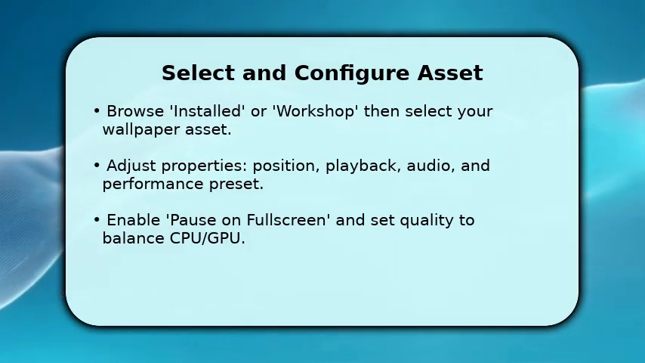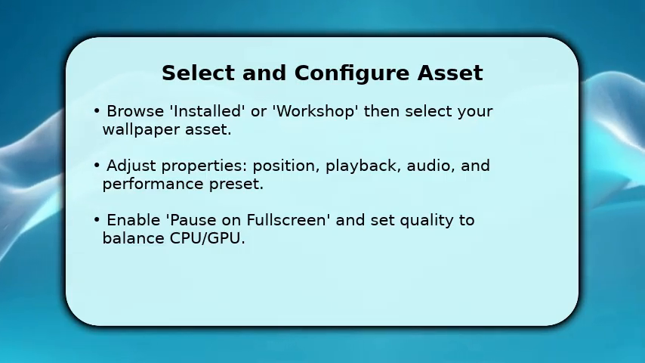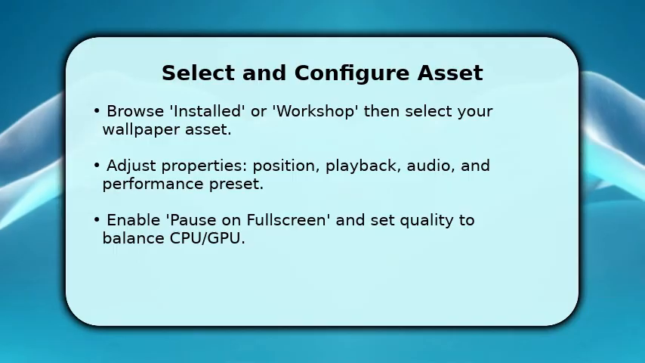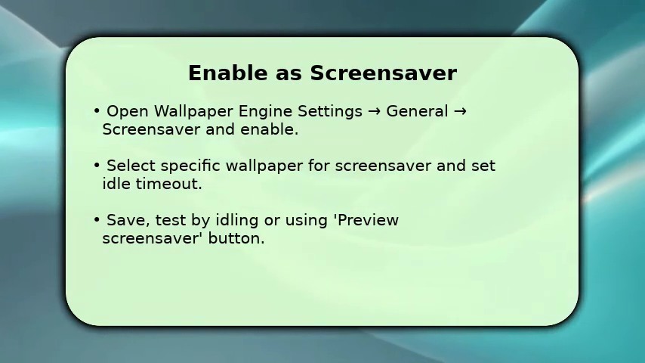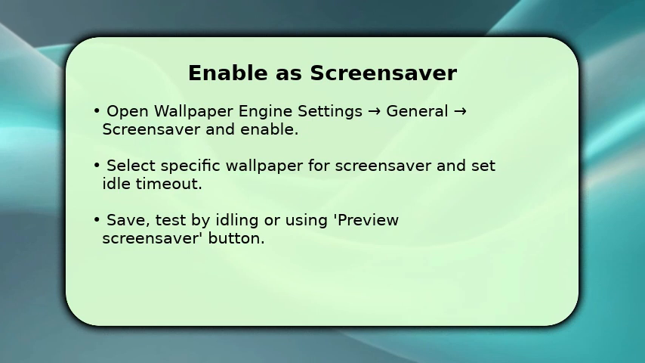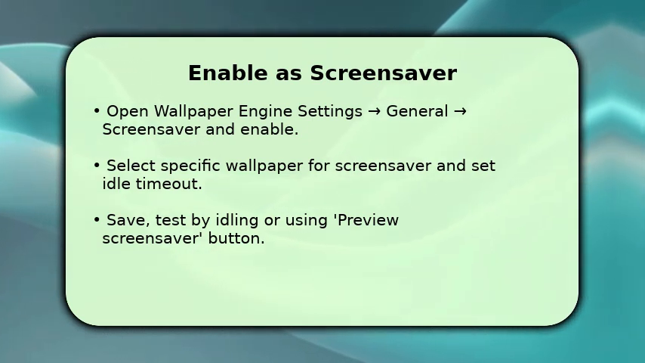Make sure pause on full screen is enabled so games aren't interrupted, and verify playback works in the preview before moving on to screensaver settings. You're almost done. Go to Wallpaper Engine Settings, General, and enable the screensaver option. This connects Wallpaper Engine to Windows idle behavior.